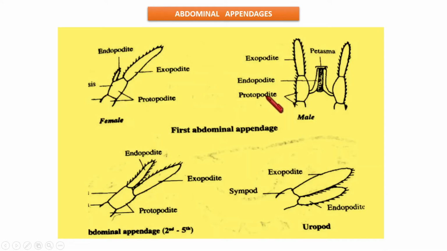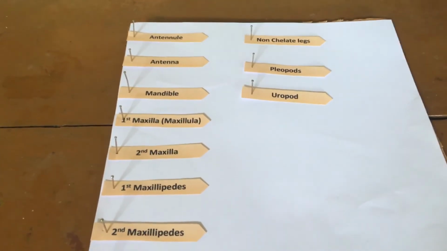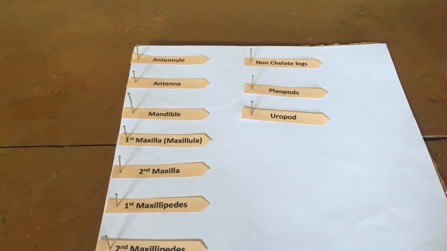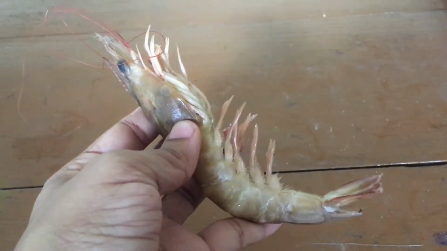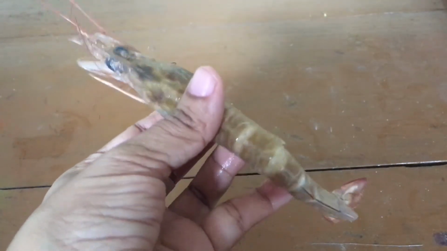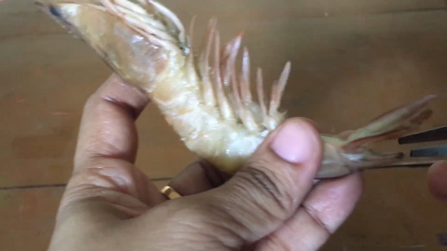Next, we are going to dissect and display all these 19 appendages of Penaeus. Here we have prepared all the flag labels and fixed them properly using motor pins over a neat white paper. Then we are going to dissect out all the appendages from the Penaeus. This is the marine prawn, and in each segment we can see a pair of appendages. So we are starting to pluck them out from the posterior end, which is easier. First we are going to pluck out the last appendage from the abdominal segment.